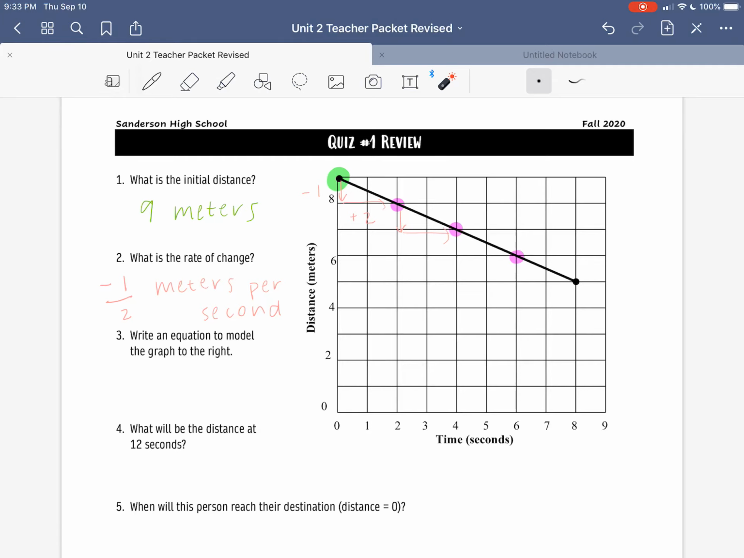We want to write an equation. So in our equation, it's going to look like y equals the rate of change. So this one was -1/2. And rate of change is going to go next to your x plus your initial value, which in this case was a +9, so +9.